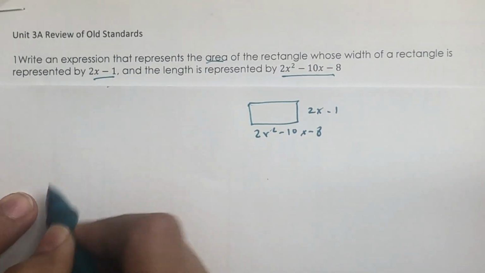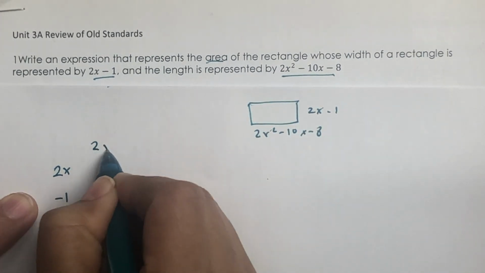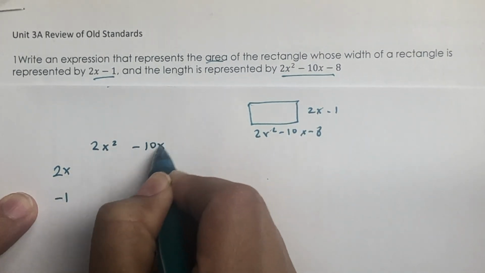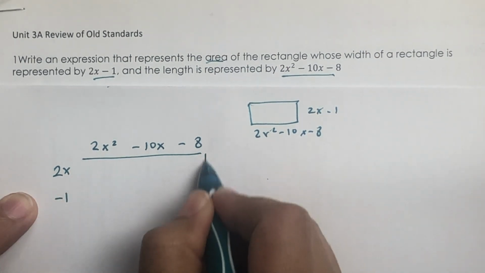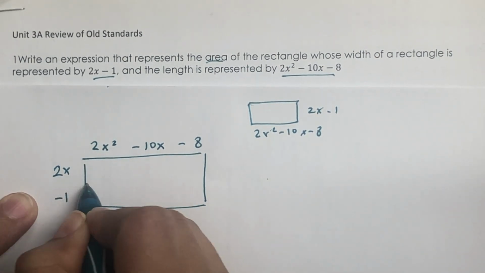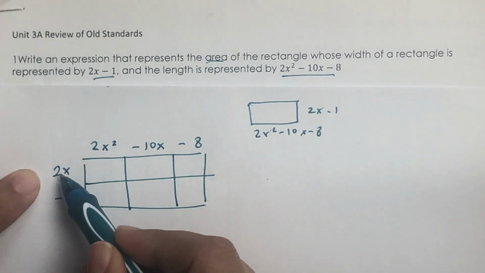One is going to be the height, so let's do this one as 2x minus 1. This one is 2x squared minus 10x minus 8. Leave little spaces between them so you can draw your box. And then you're multiplying it out.